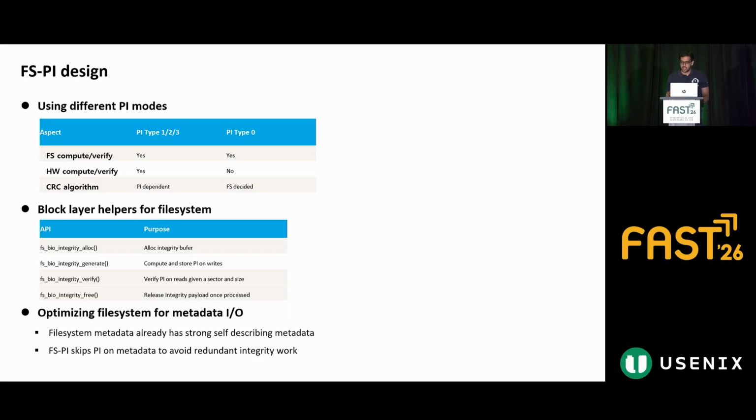Then we add helpers for FSPI in the block layer so that any file system that wants to add this ability can make use of it directly. And then we also do some optimizations for the file system metadata. File system metadata is already protected, so FSPI skips the PI generation and verification on metadata to avoid redundant integrity work.